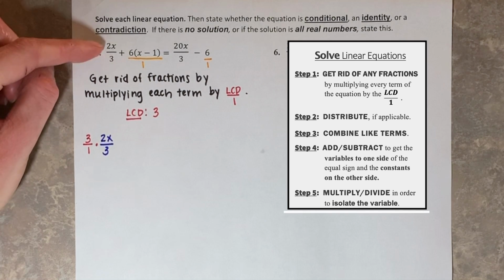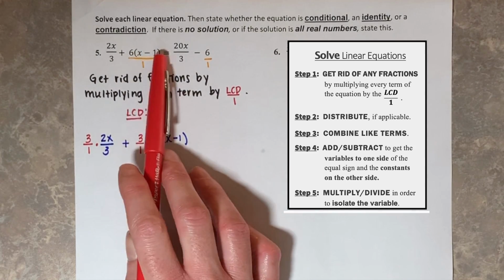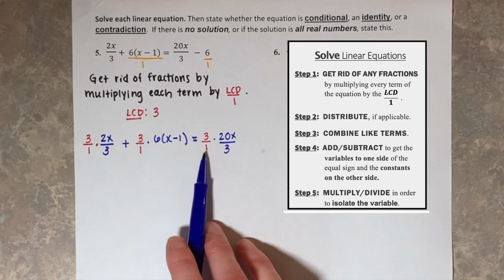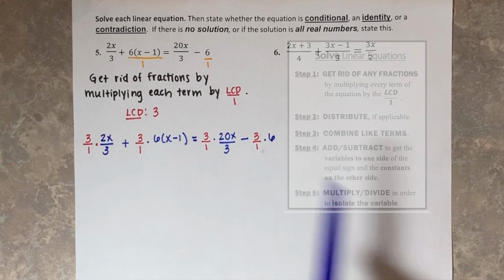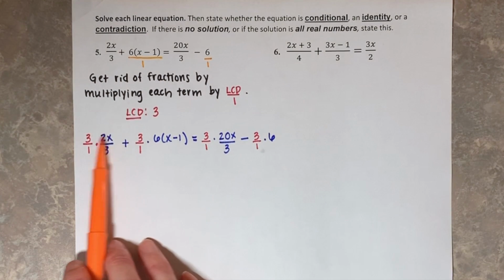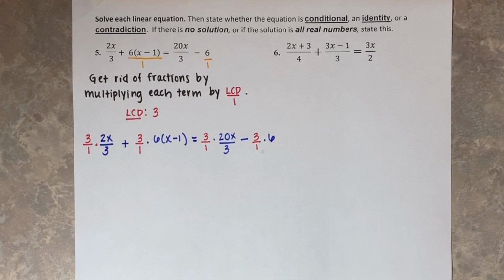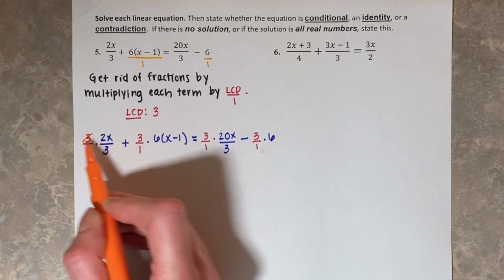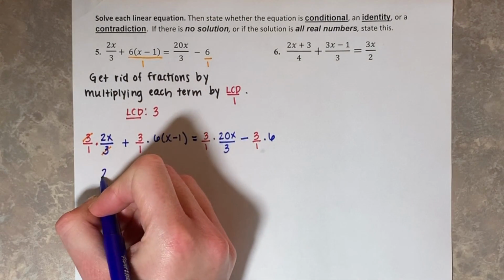So I've multiplied the 2x over 3 times the LCD over 1. Then I've multiplied this term by the LCD over 1. Then I've multiplied the 20x over 3 times the LCD over 1. And then I've multiplied negative 6 by the LCD over 1. Now, you could just multiply the numerators together and the denominators together and simplify from there, or you could use the canceling approach. I'm going to use the canceling approach since it's a little bit quicker. So here, we can cancel the 3's, and that will leave us with 2x over 1, or 2x.